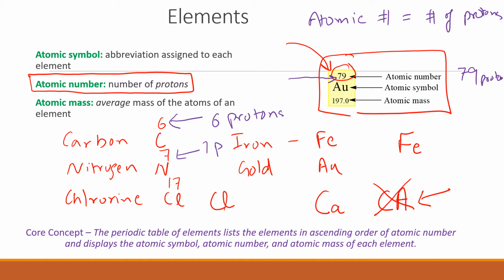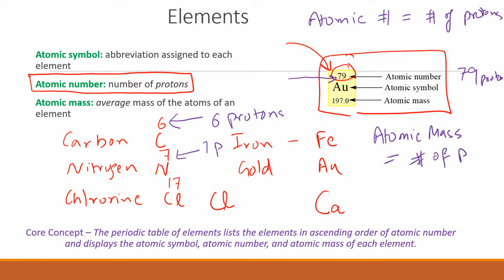In the previous slide, we also learned that the nucleus contains neutrons as well, along with the protons. The combined sum of neutrons and protons gives you the mass number. Therefore, we can say that atomic mass is equal to the number of protons plus the number of neutrons.